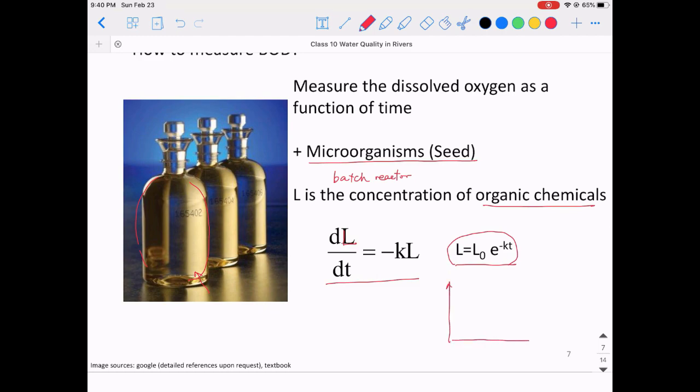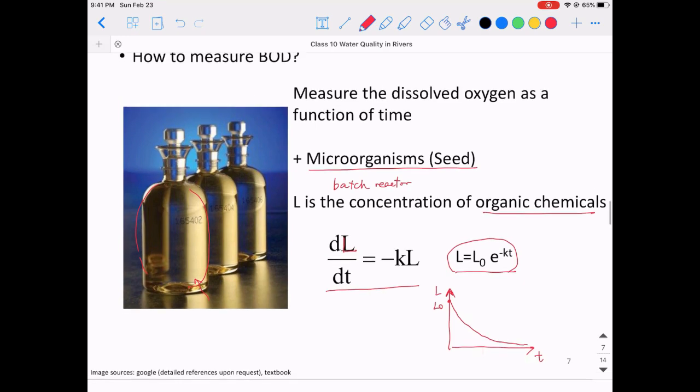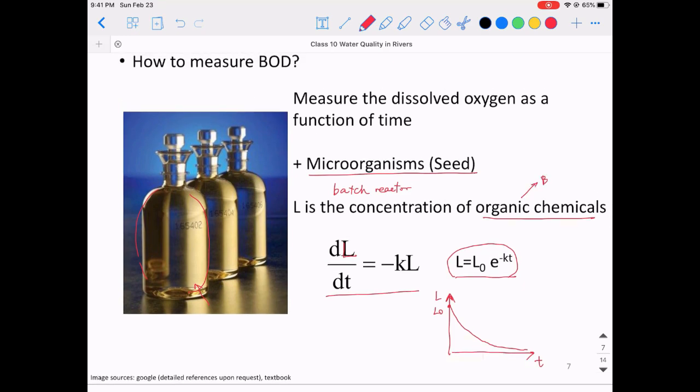of the concentration. If we plot how the concentration changes as a function of time, you can see that it decreases exponentially. This is simply because at the beginning there is a lot of organic material, so it is consumed at a faster rate, but as the concentration decreases, the reaction rate decreases. This represents what's taking place in a first order reaction. This is T, L, and it starts from L0. This is the concentration of the organic materials.